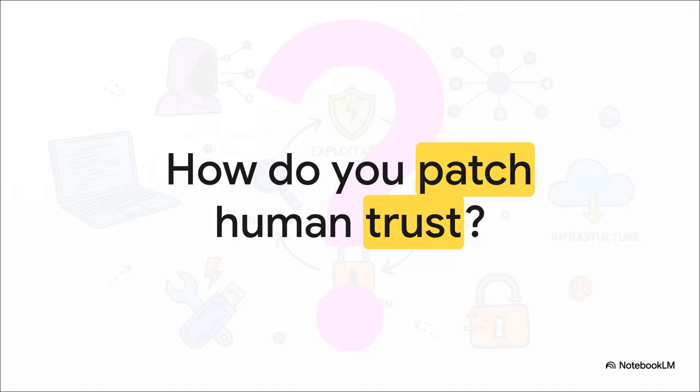Which leaves us with a really critical question. You can patch a server, and you can absolutely encrypt a database. But how on earth do you patch human trust? As we wrap up this explainer on these wildly powerful open source tools, I really want you to chew on that. Understanding tools like Nmap, Metasploit, and Hashcat is absolutely non-negotiable for building strong technical defenses. But at the end of the day, continuous learning, strict protocols, and a really healthy dose of digital skepticism, that's our best defense against the ultimate vulnerability.